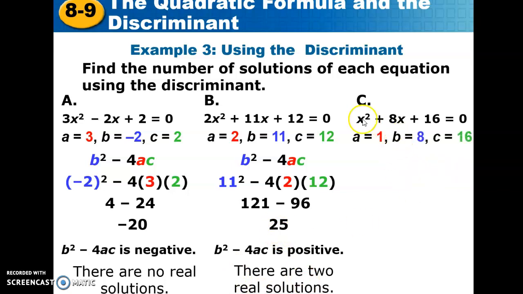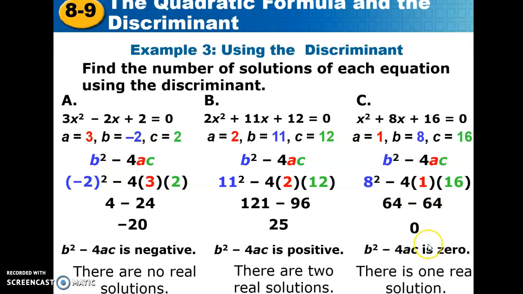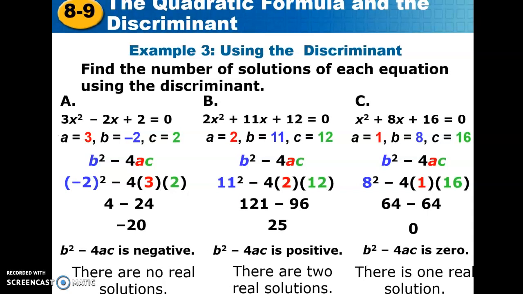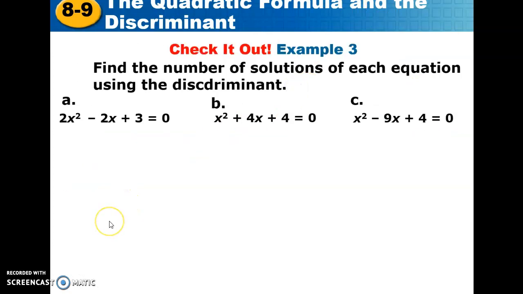Okay, and then finally this one, if you have A equals 1, B equals 8, and C equals 16, when we plug those in, we actually get 0. When we work all that out, we get 64 minus 64, which is 0, which means there's one real solution. Again, you would still have to do the quadratic, but now it's telling you, hey, we should only get one real solution. If you get 2, you did something wrong. Okay? All right, so that's it in a nutshell.